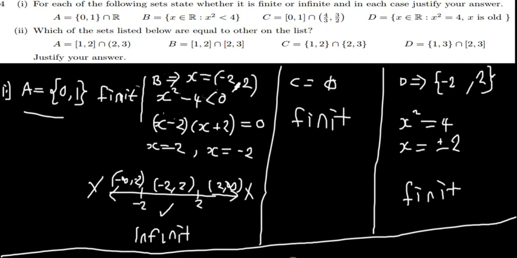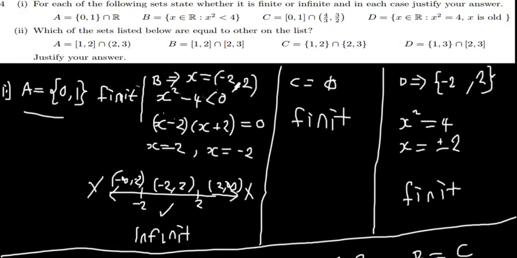And then let us also lastly find D. So D is [1, 3] intersection [2, 3]... here the intersection set will only contain the element 3. That's all. So here they ask which of the sets are equal. We can see that B and C are equal. So B is equal to C.